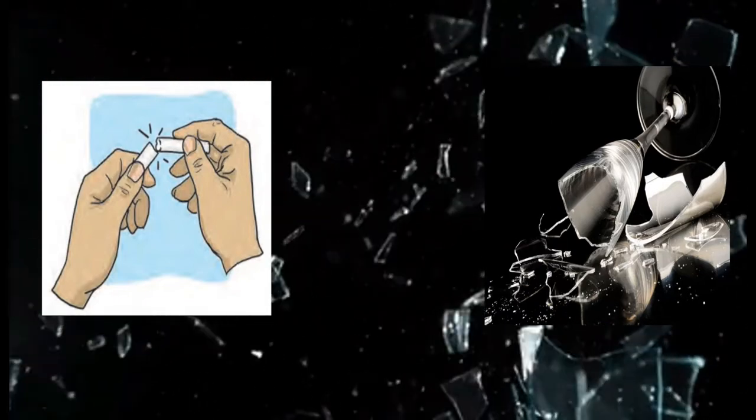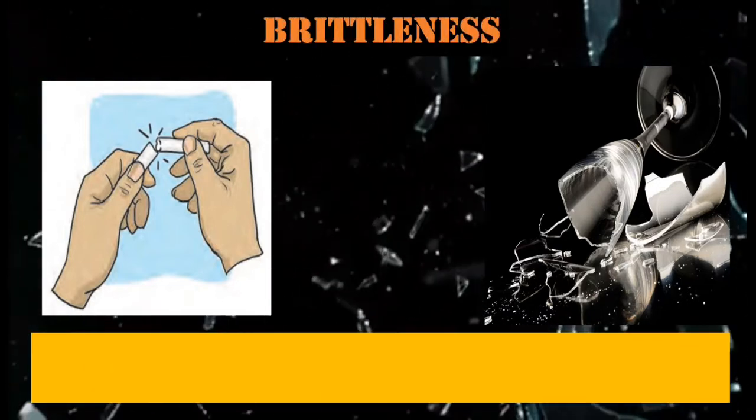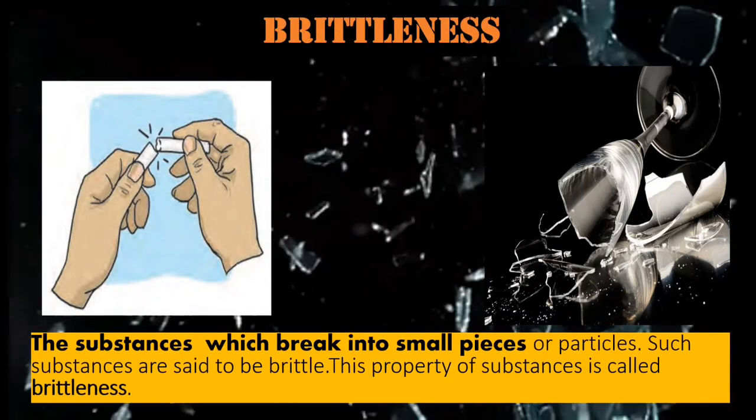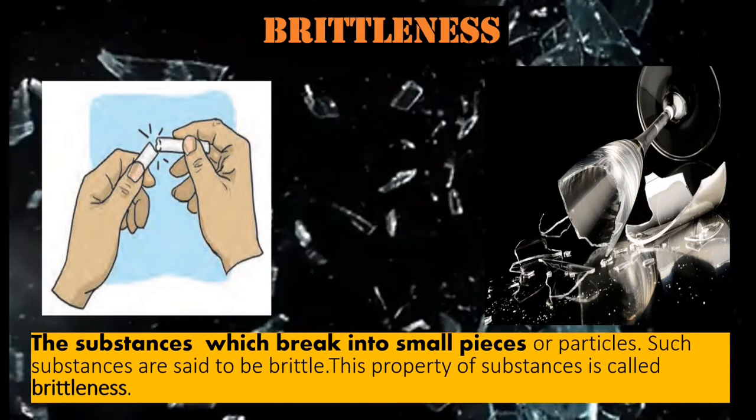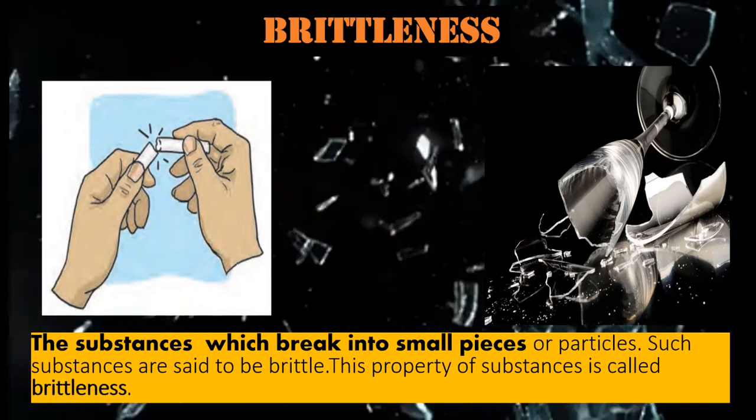Now, you see a glass breaking, or you might see chalk break. You must have seen chalk breaking in class when your teachers are writing on the board. Or suppose you have a glass bowl or a glass plate, not plastic. If it falls from a height, what happens to it? It tends to break, right? So any substance which breaks into small pieces or particles is said to be brittle. This property of substances is called brittleness.